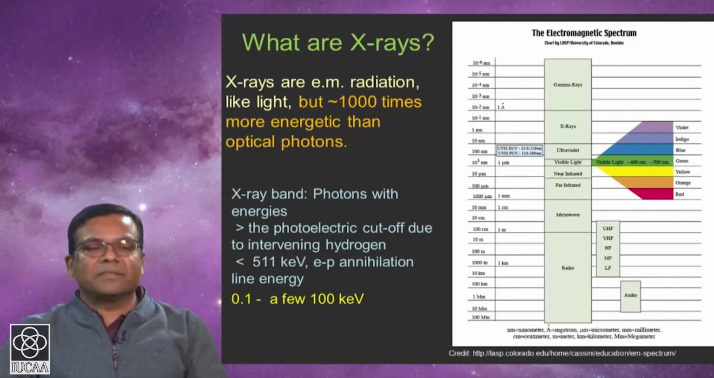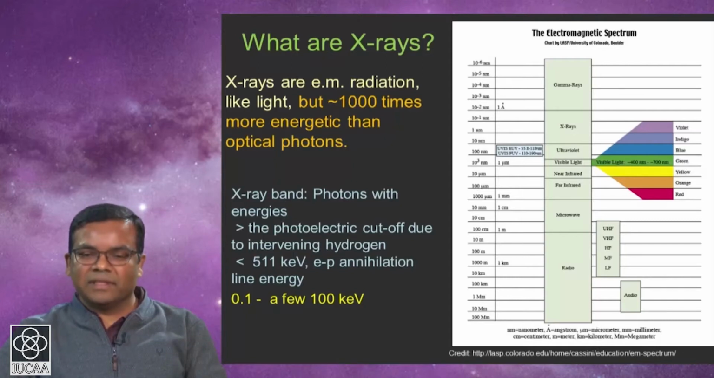So, what are X-rays? X-rays are electromagnetic radiation just like light, but they are something like 1,000 times more energetic than optical photons. The X-ray band is very wide, and it is defined by photon energies which are greater than the photoelectric cutoff due to intervening hydrogen, and less than 511 keV, which is the electron and positron annihilation line energy. The X-ray band is generally considered in the range of 0.1 to a few hundred keV.